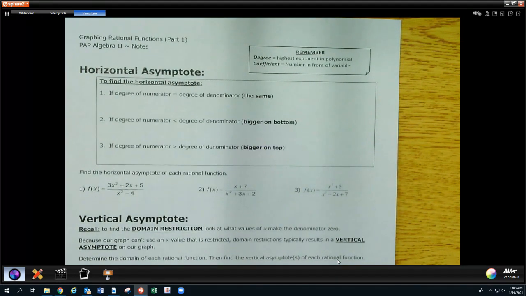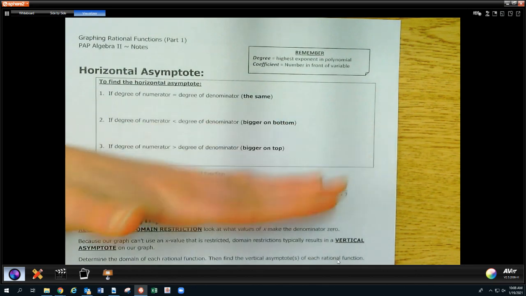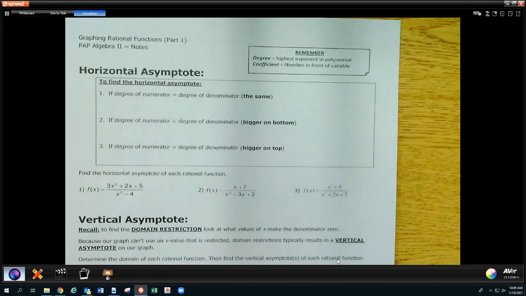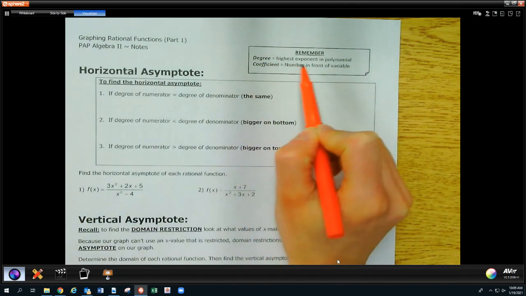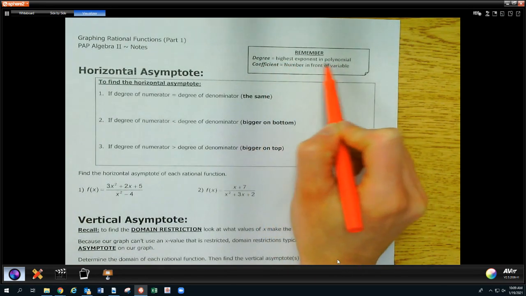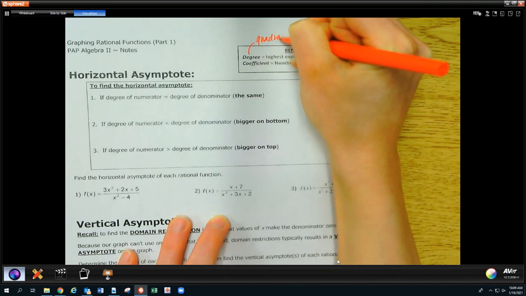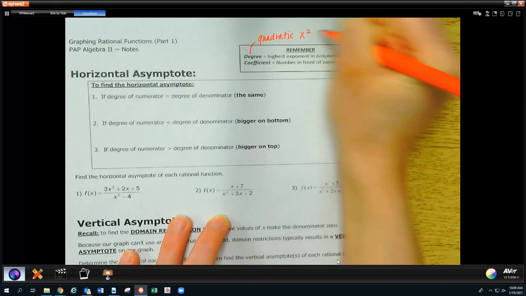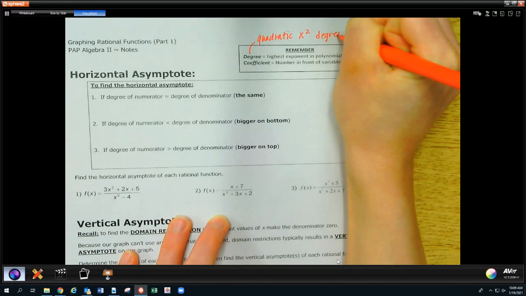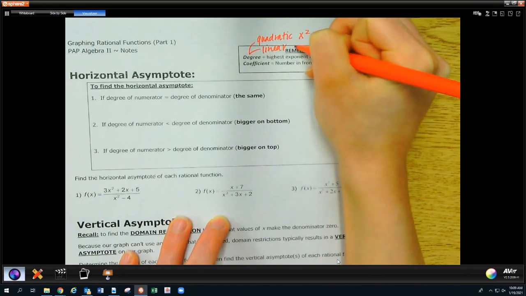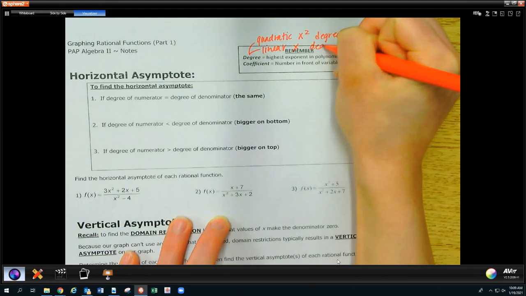When we were using transformations, we would keep track of how much the function moved up and down. We can't use transformations anymore, so now we're going to look at the degree of the numerator versus the degree of the denominator. Just a reminder that a degree is the highest exponent in a polynomial. For example, a quadratic would be degree 2, and a linear, where you just have x, is degree 1.